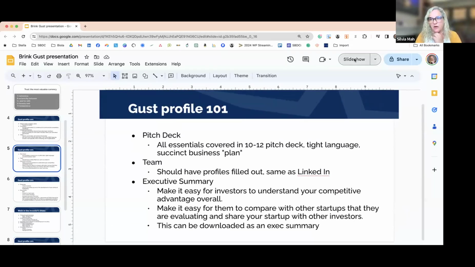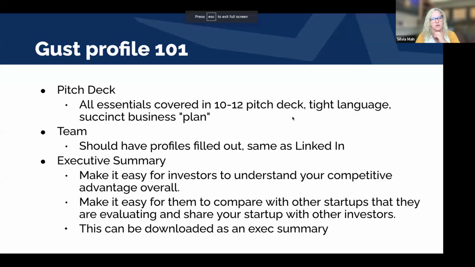So the next part of the Gust profile is a couple of other things: pitch deck, team, and executive summary. The pitch deck, we already went through. There is a whole LinkedIn article that I have published, which you can access super easily. If somebody asks a question, I'll put that into the chat later on. But all essentials are covered in a 10 to 12 slide pitch deck. Tight language, succinct business plan.